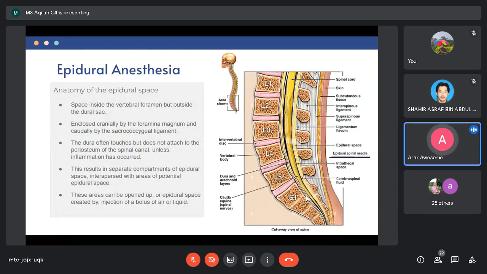Cranially it is enclosed by the foramen magnum and closed by the sacrococcygeal ligament caudally. And the dura often doesn't touch or attach to the periosteum of the spinal canal unless some inflammation has occurred. This epidural space is a potential space, and we have separate compartments interspersed with areas of the epidural space. This area also can be opened up or created by injection of a bolus of air or liquid.